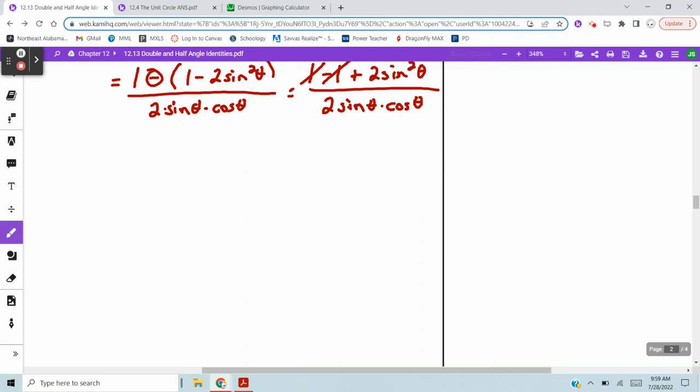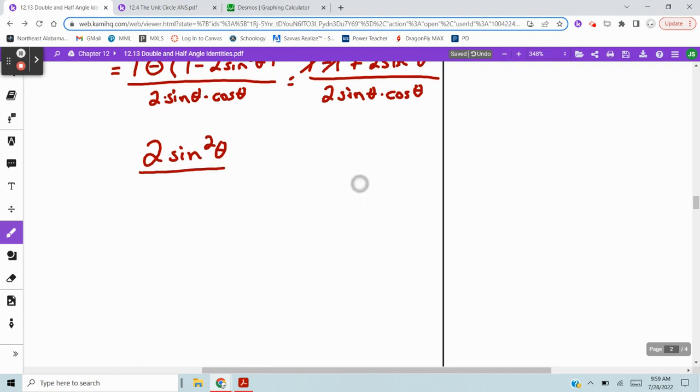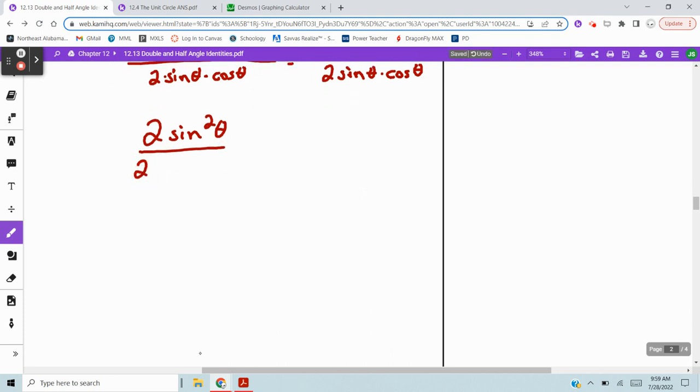So let's go ahead and rewrite that. On top, we have 2 sine squareds, so 2 and then 2 different sines. And on bottom, we have 2 times the sine of theta times the cosine of theta. We are headed in the right direction because now that we don't have plus or minus signs, we can actually cancel these pieces and cancel out the 2's.